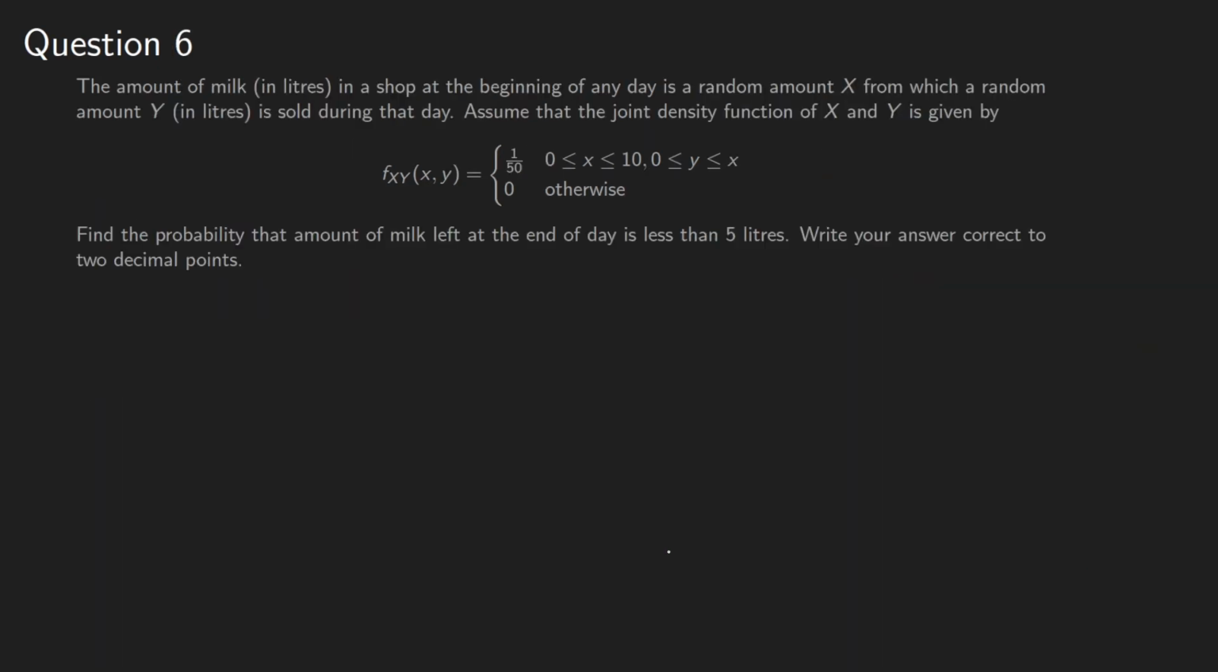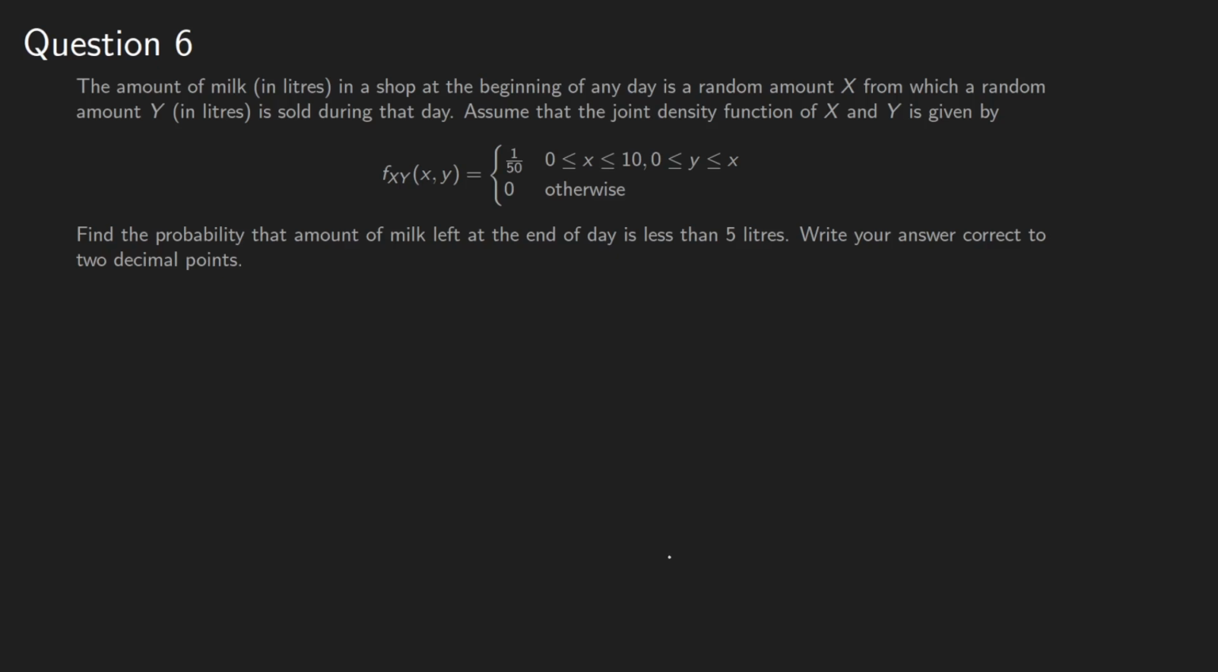In question number 6, we have been given that the amount of milk in liters in a shop at the beginning of any day is a random amount x, from which a random amount y is sold during that day. Assume that the joint density function of x and y is given by this. fxy at x comma y is equal to 1 by 50, where x is between 0 and 10 and y is between 0 and x, and it's 0 otherwise.